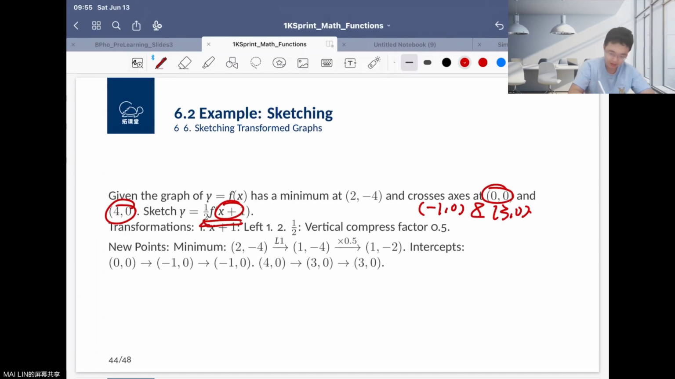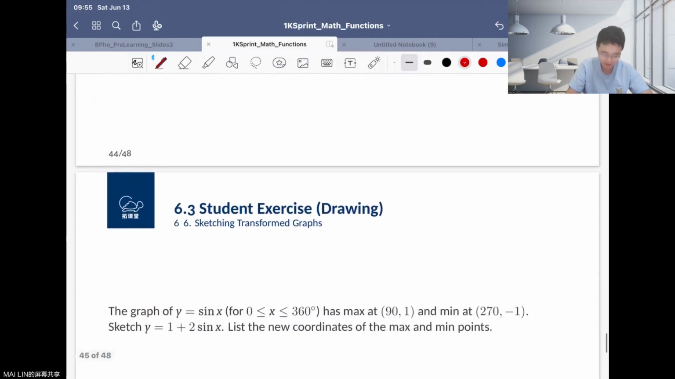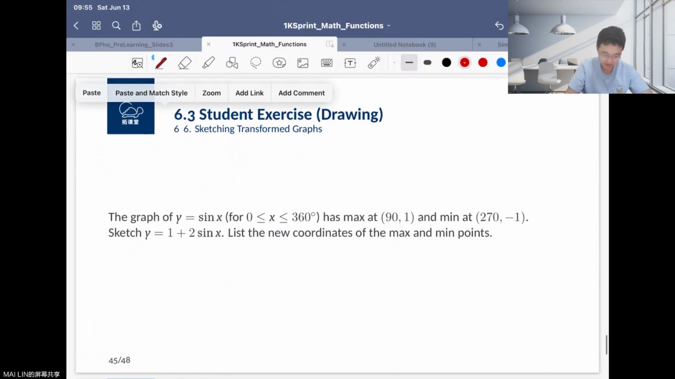And a half means that the y value just shrinks to a half, right? So the function can be written down this way. Just try to draw it like this, and I hope you can understand this. And also there's an exercise for you. You can try to draw the graph by yourself.